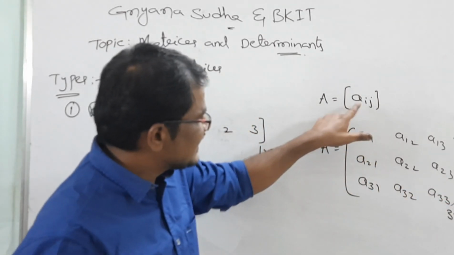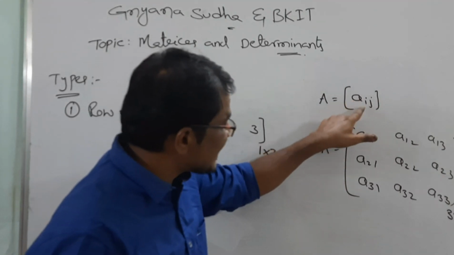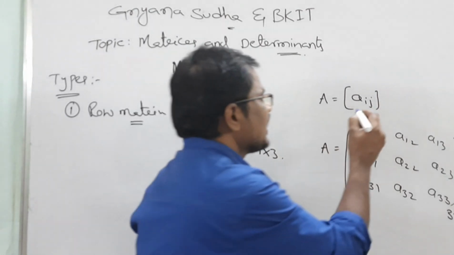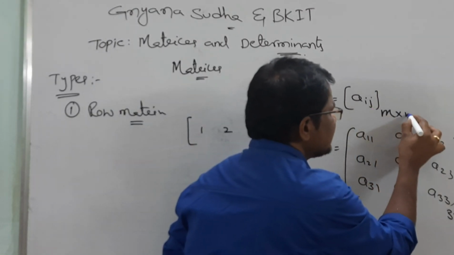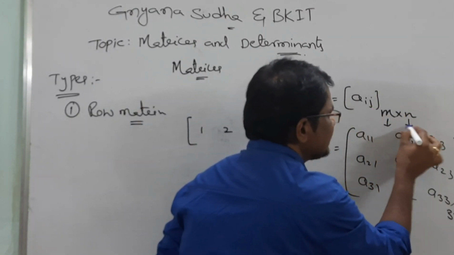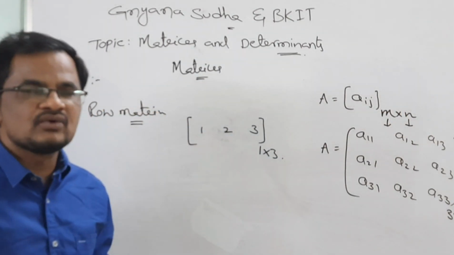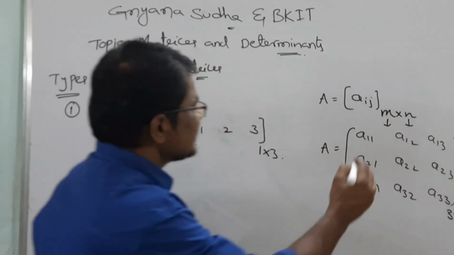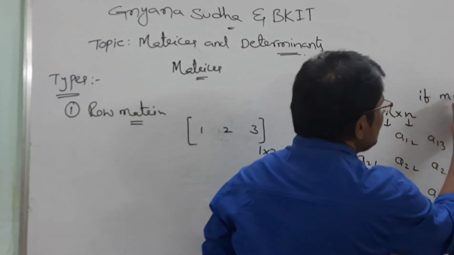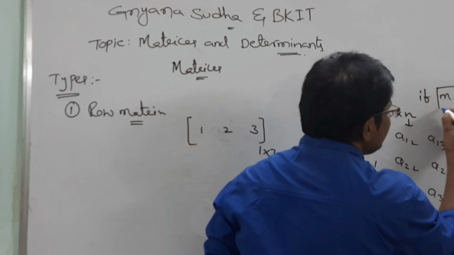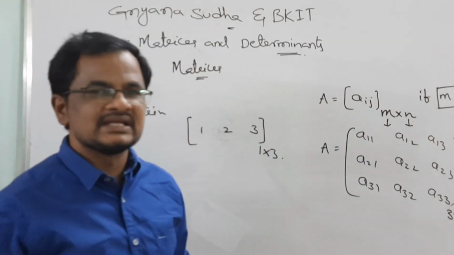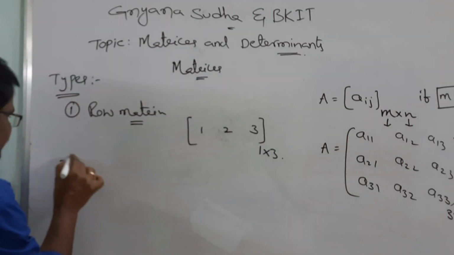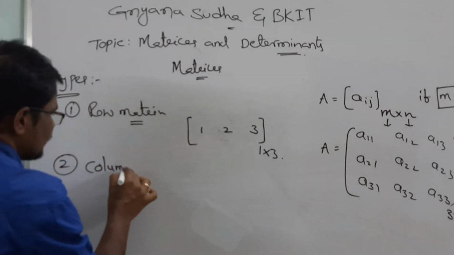So here Aij means the position of ith row, jth column, right? And m by n means m rows and n columns. So if A equal to Aij of order m by n is a matrix, and if you take m equal to 1, then that matrix is called what? Row matrix.